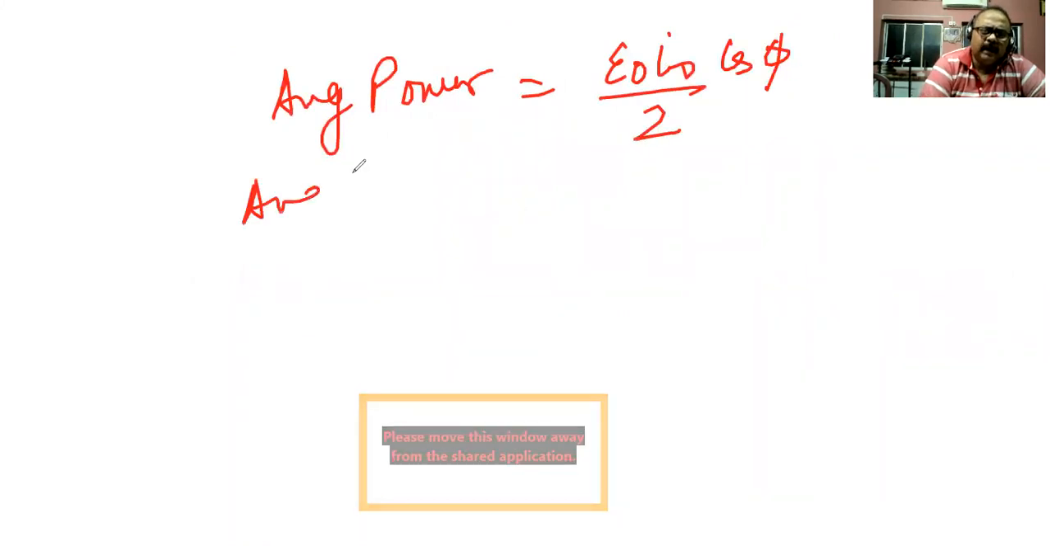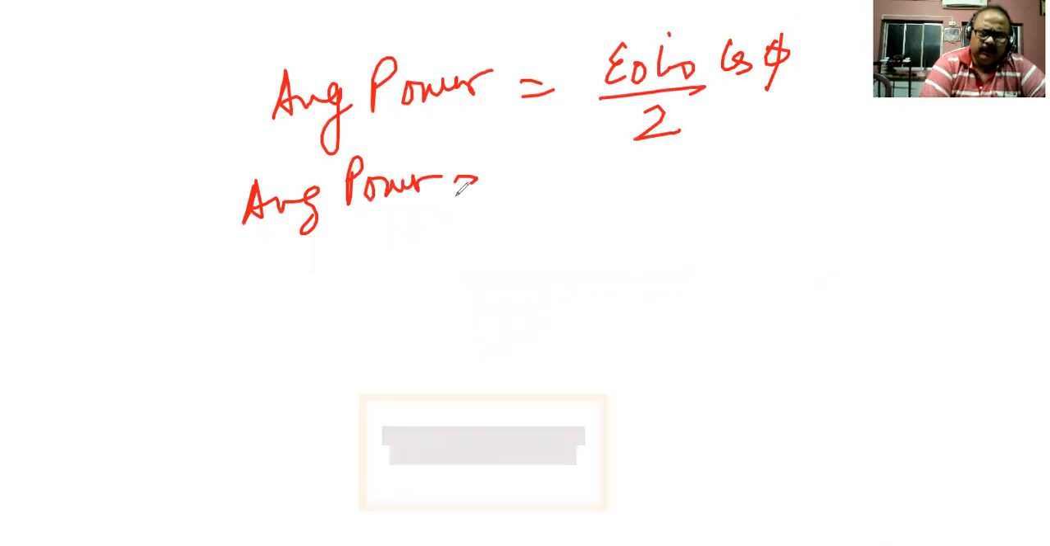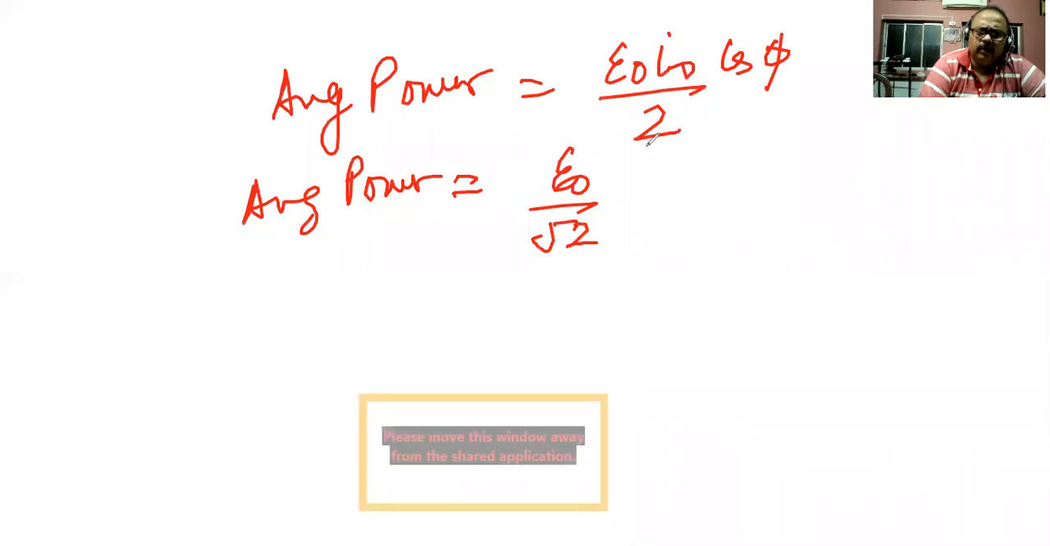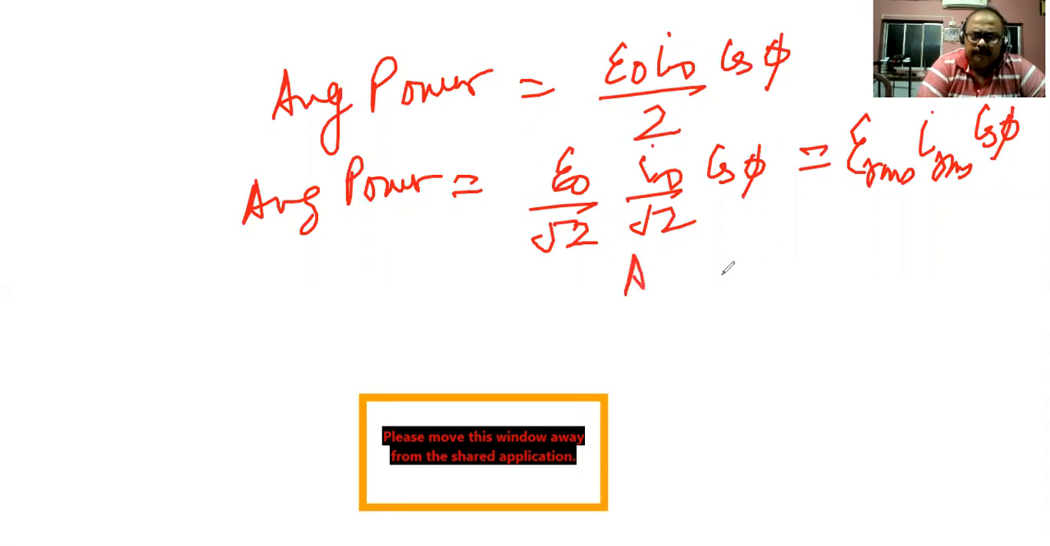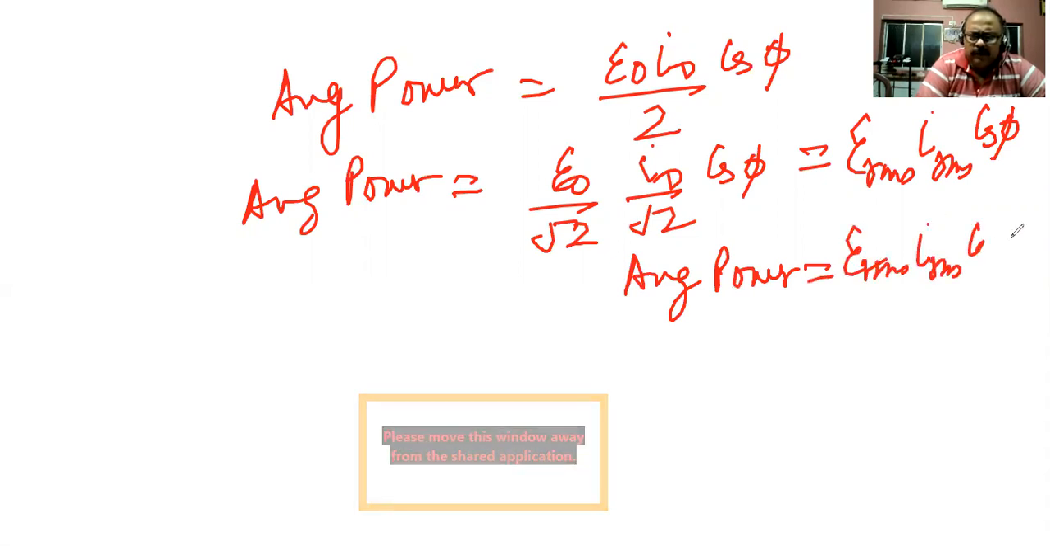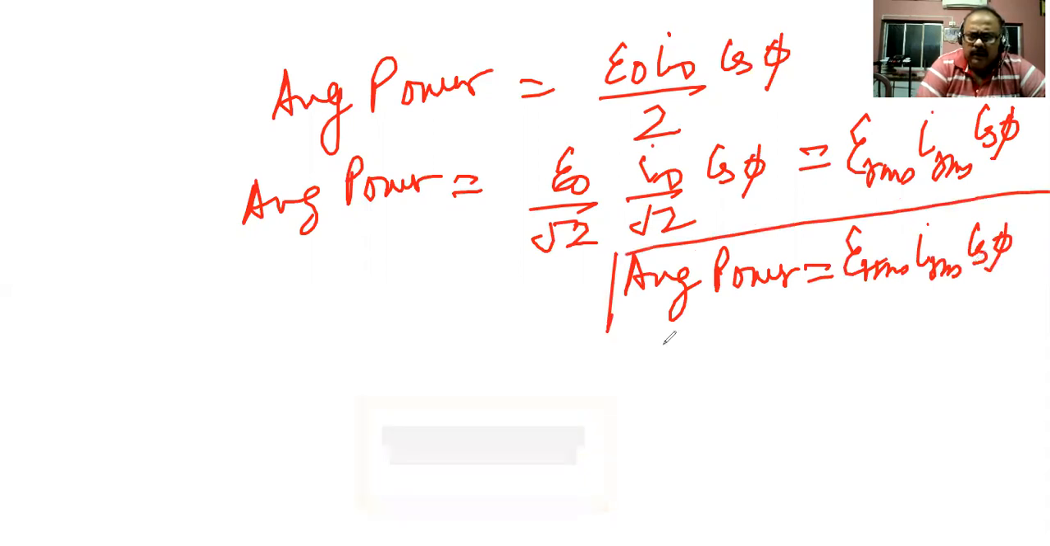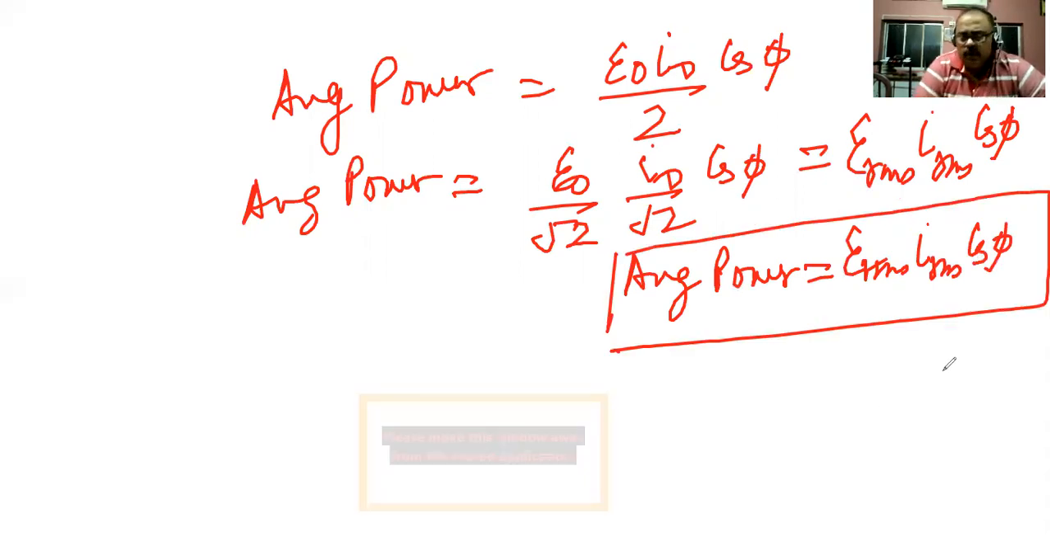So we can also write average power is equal to E naught by root 2. I will just divide this 2 into 2, that is E naught into root 2 into root 2. So I naught by root 2 into cos phi. E naught by root 2 is ERMS. I naught by root 2 is IRMS into cos phi. So average power, very, very important, is equal to ERMS into IRMS into cos phi.